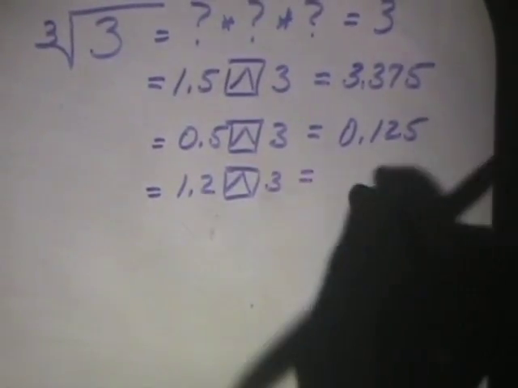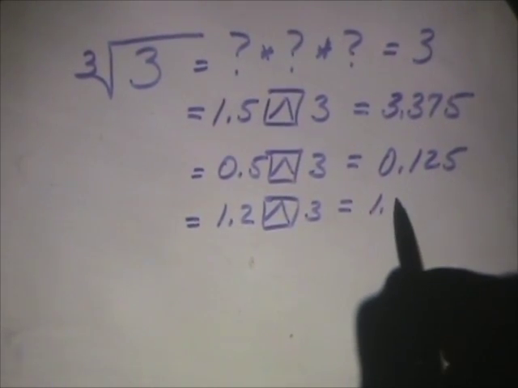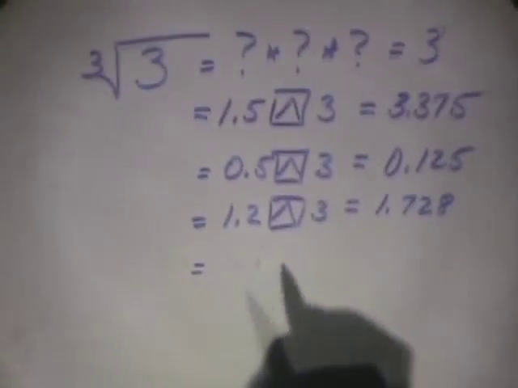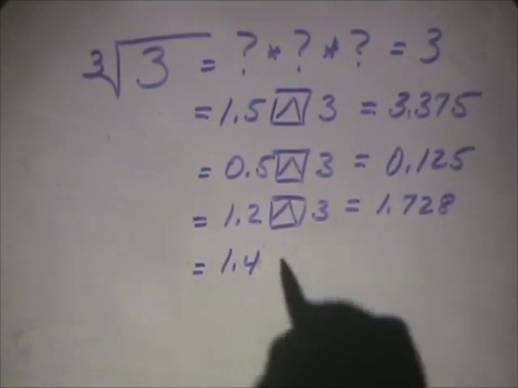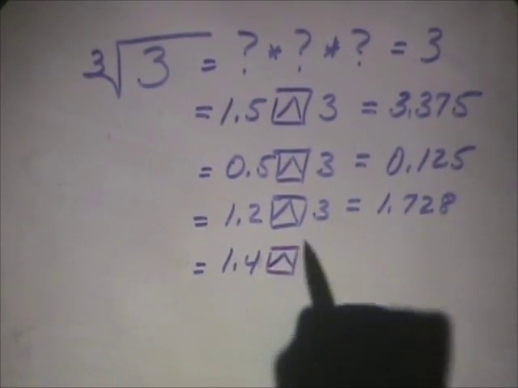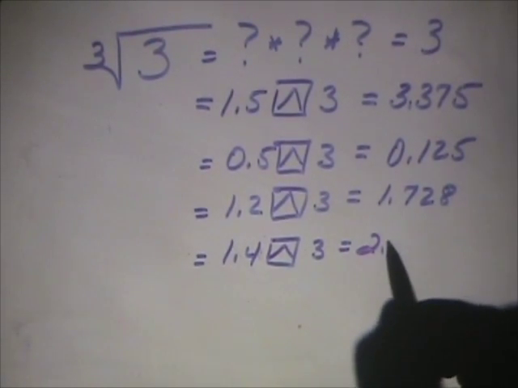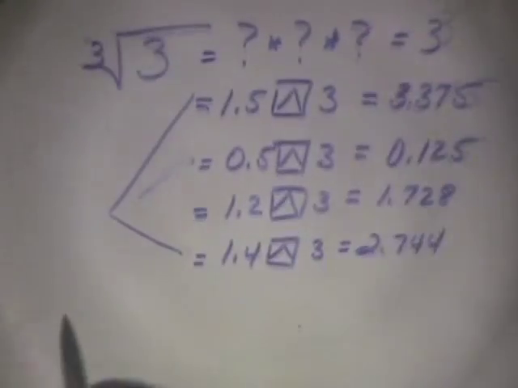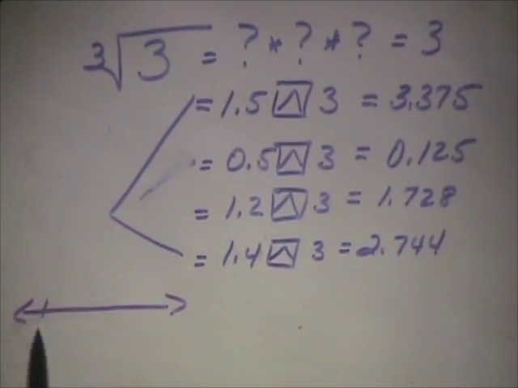Dylan, what'd you get? I have to record it. Who has 1.2? Go ahead, Jesse. 1.728. Did anybody else get that for 1.2? Yeah. 1.4. All right, let's see if 1.4 will get us up into the, like 2.9s. Okay, what do we get? Jesse, what'd you get? 2.744. We need to find a number between 1.4 and 1.5.